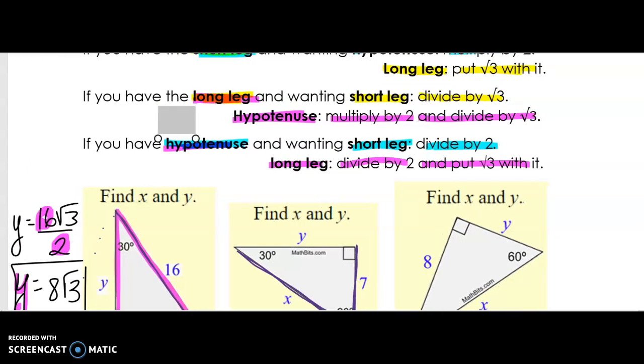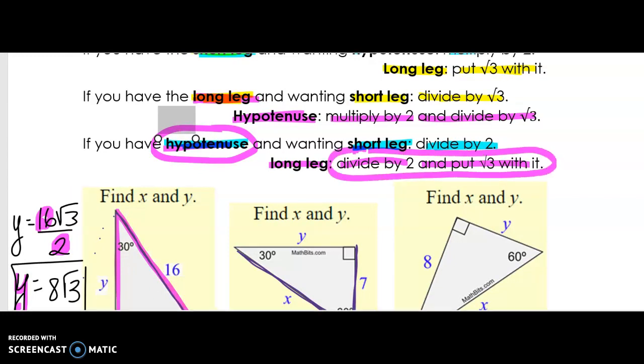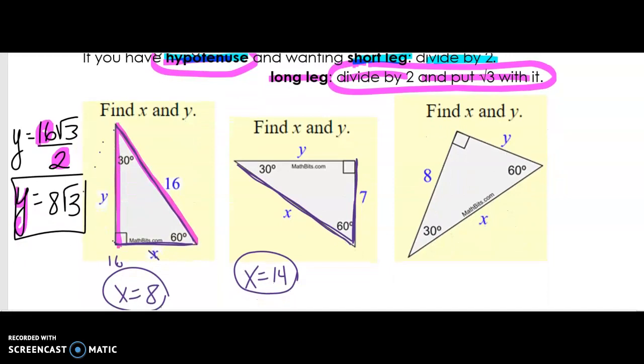I had the hypotenuse and I wanted the long leg, so I divided by 2 and put square root of 3 on top. Okay. Now, whenever you have the short leg and you want the long leg, I'm just going to put square root of 3 with it. And then when you have the long leg, let's see. So let's find y first.